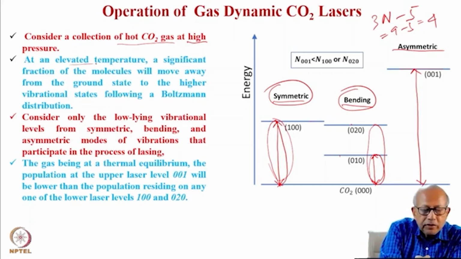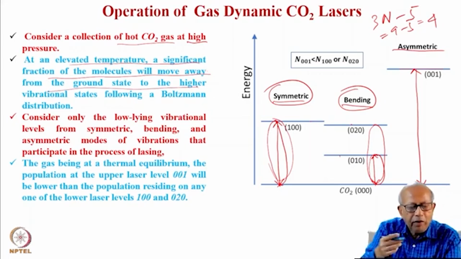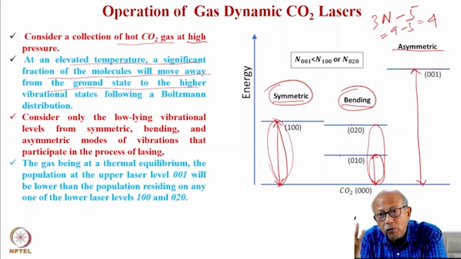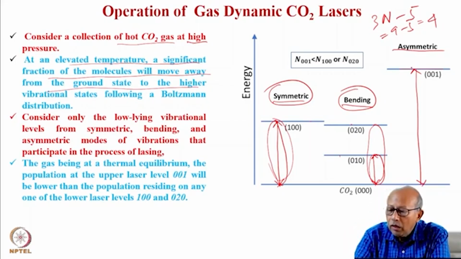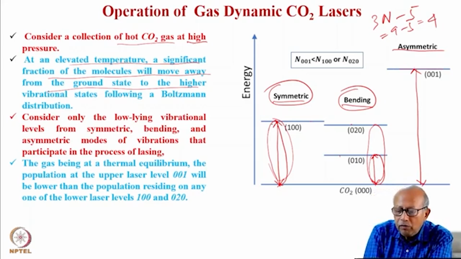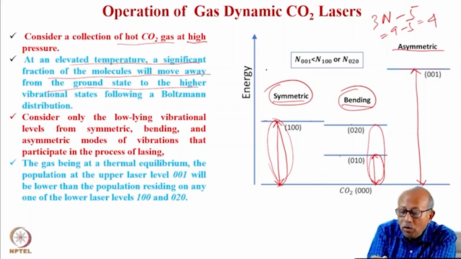Now at an elevated temperature, a significant fraction of the molecules will move away from the ground state to the higher vibrational states, following a Boltzmann distribution. We now know it very well. So asymmetric modes. Now we have shown here only the first excited asymmetric mode, or only the first excited symmetric mode, and only up to the second excited bending mode. But there will be many more modes.